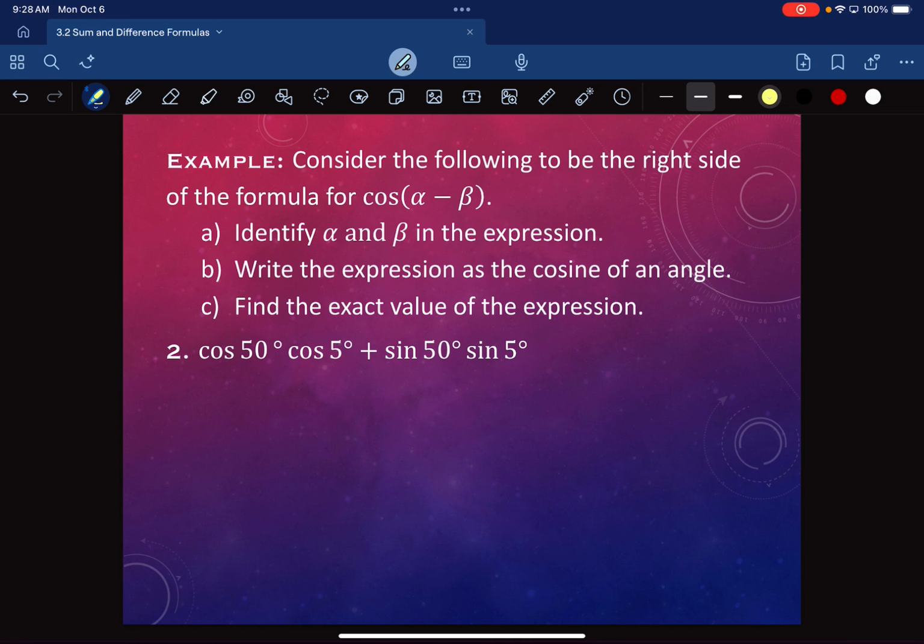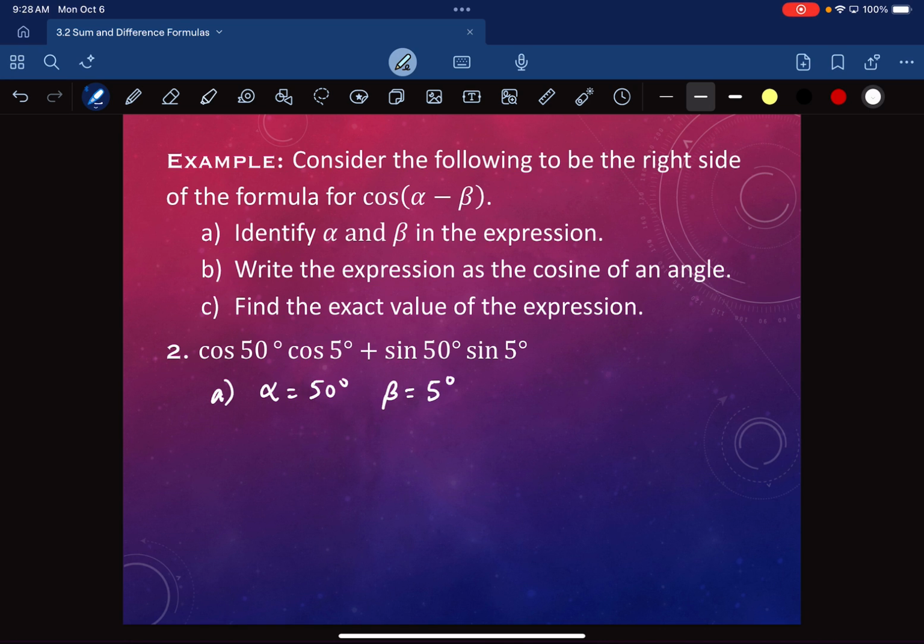So it says to identify alpha and beta in the expression, part A. Part B, write the expression as the cosine of an angle. And then part C, find the exact value of the expression. So let's start with A. What is alpha, the way that this is set up? 50, thank you. And what is beta? 5 degrees.